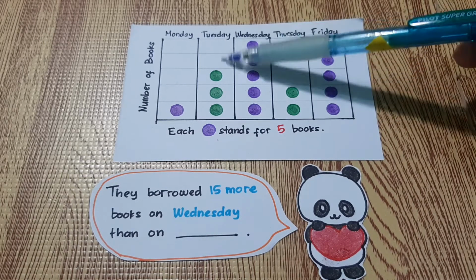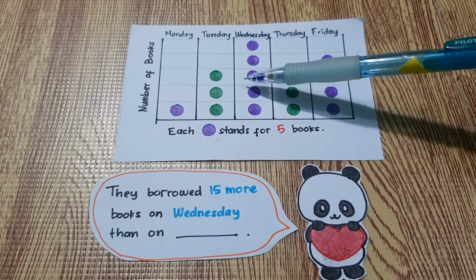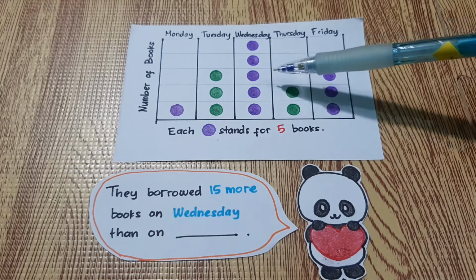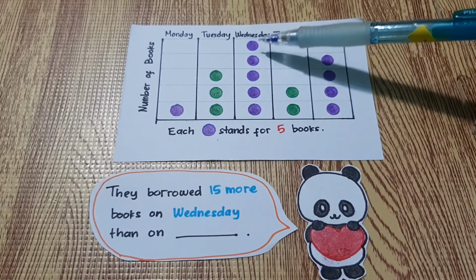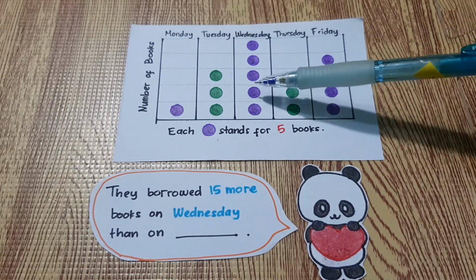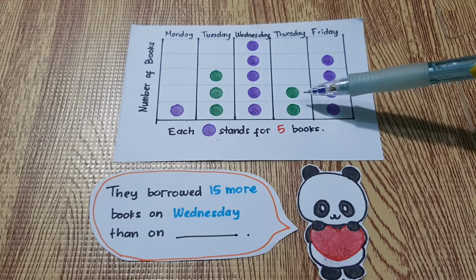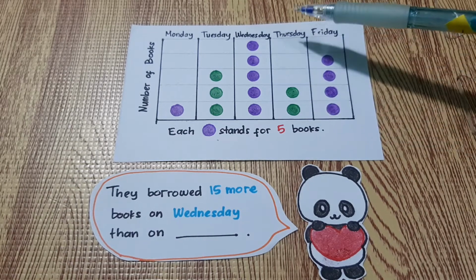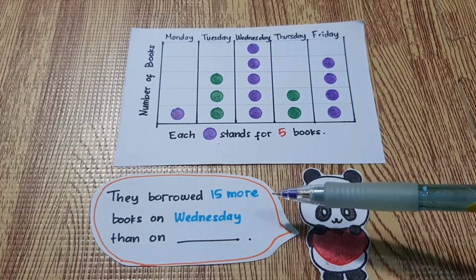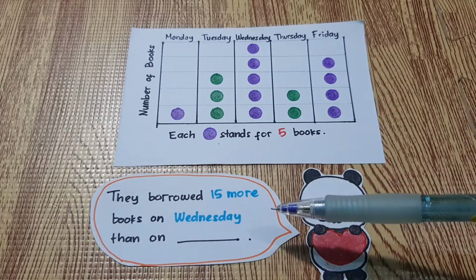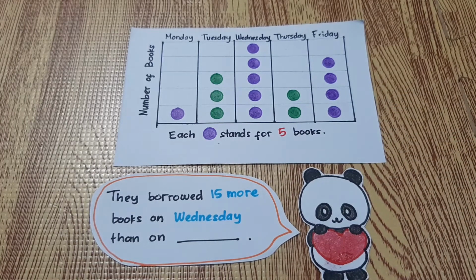So let's see. Does this one have 3 less? No. Until here, right? Is this? No. How about this one? Yes. So if you take away 3 circles, the leftover is 2 circles. Which one has 2 circles? This one. So this one is on Thursday. So they borrowed 15 more books on Wednesday than on Thursday. Do you understand? Okay.